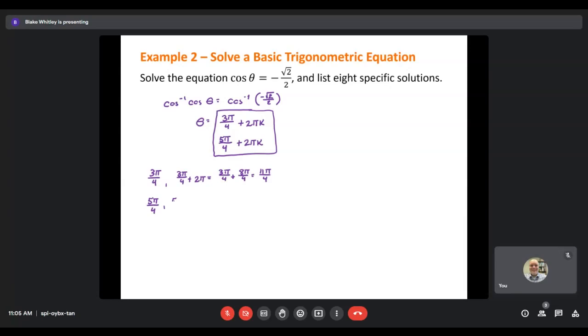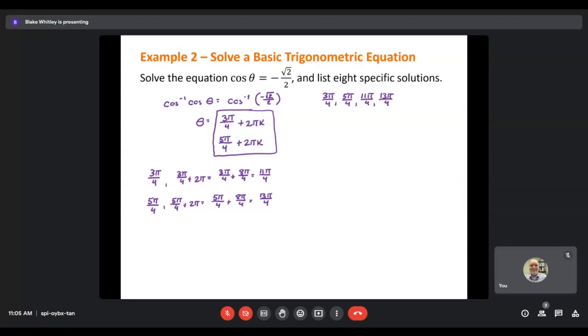I can do the same thing with 5 pi over 4. So again, just adding 2 pi. Common denominator gives us 8 pi over 4. And when I add those together, we should get 13 pi over 4. Okay, so far I have 3 pi over 4, 5 pi over 4, 11 pi over 4, 13 pi over 4.